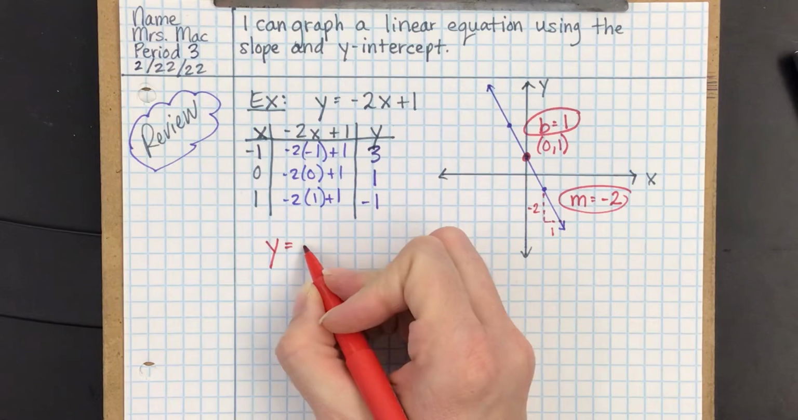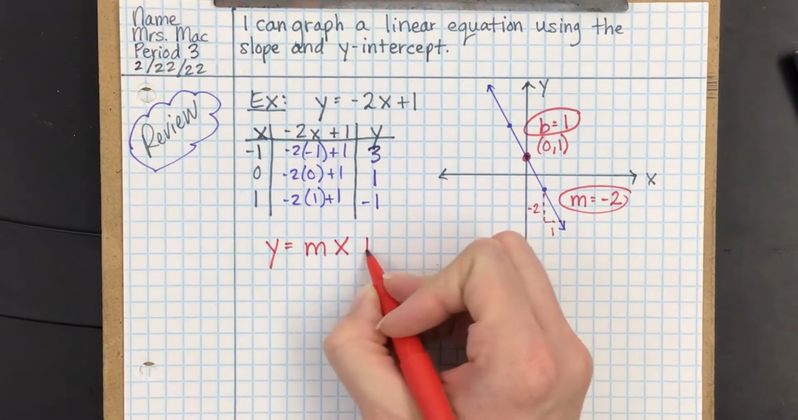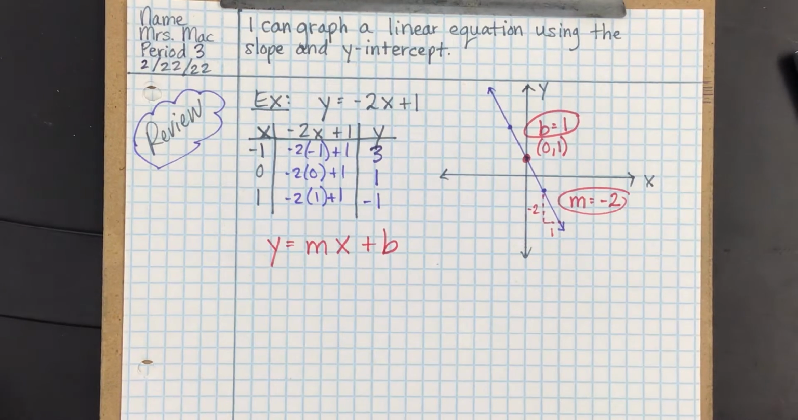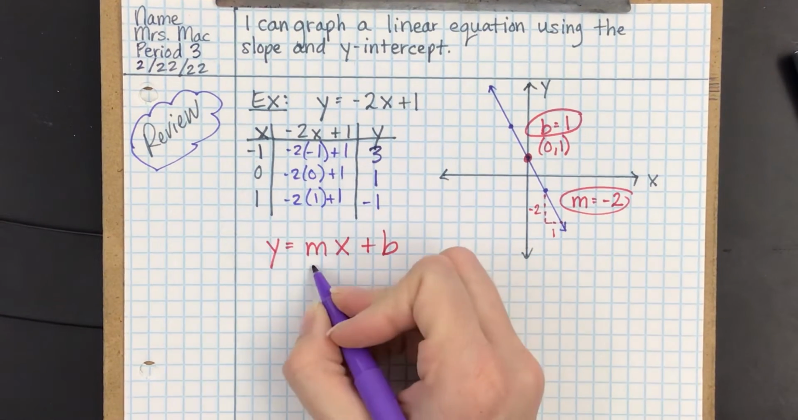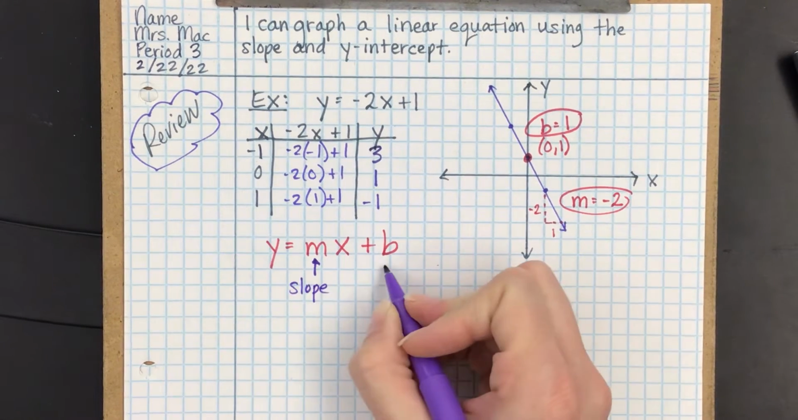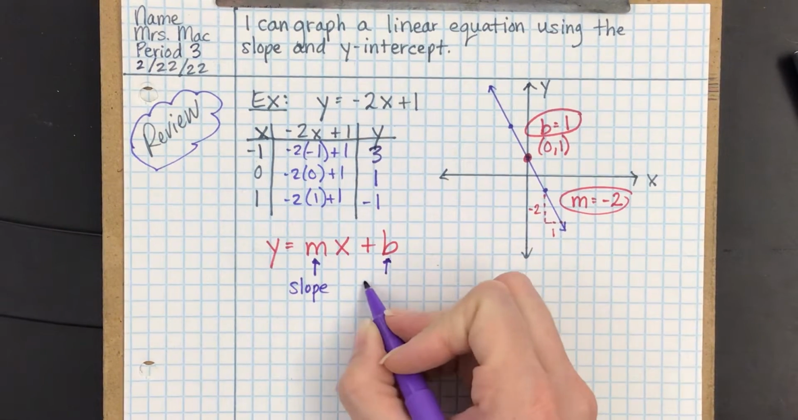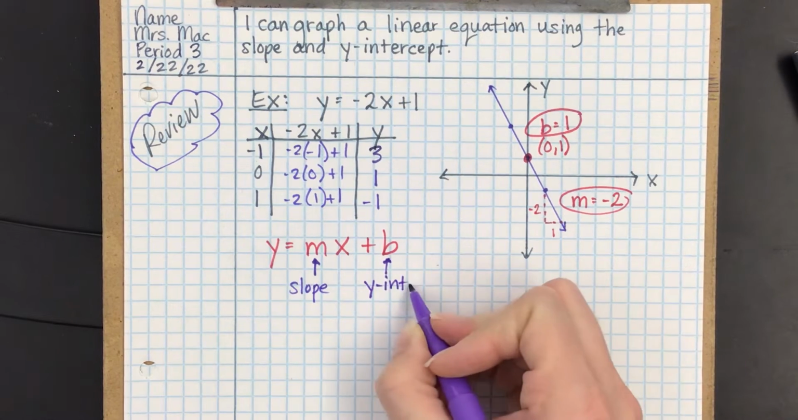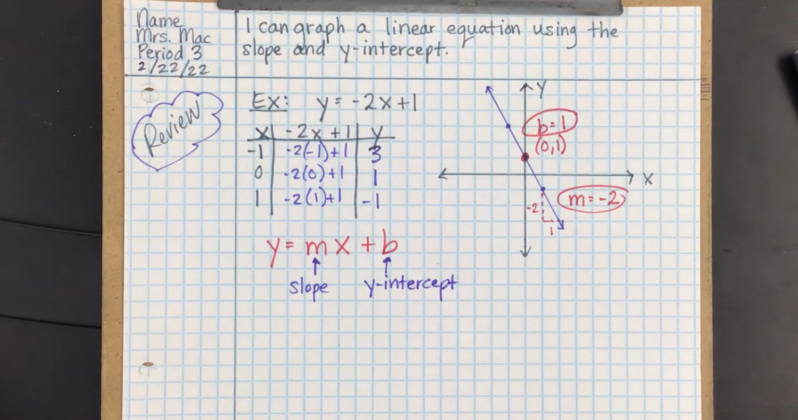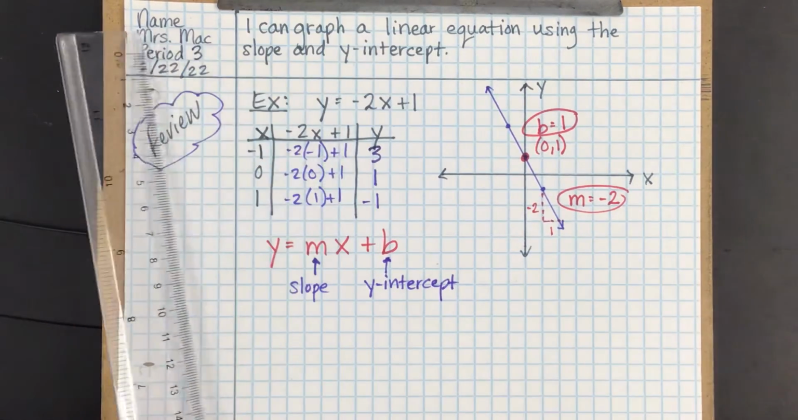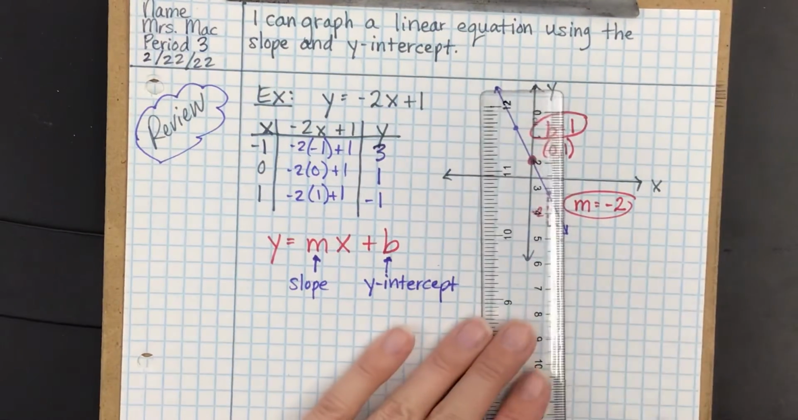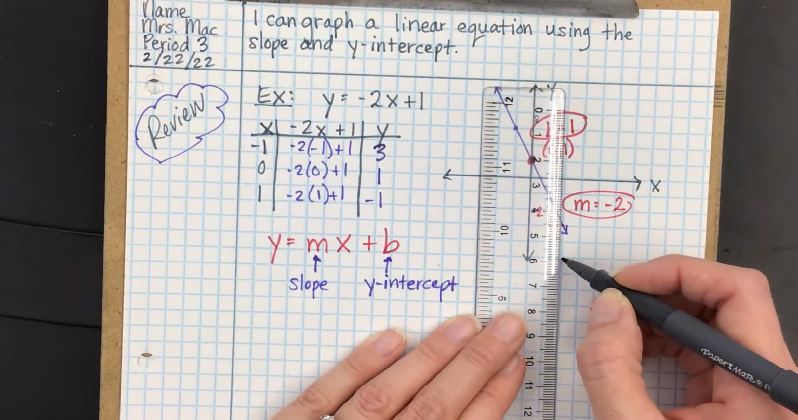So just a reminder before we do that though, here's the form. This is the formula for all linear equations. And the m is your slope. The b is your y-intercept. So put a coordinate plane on your paper, and I'm going to show you how to graph it, just using the slope and the y-intercept from the equation.